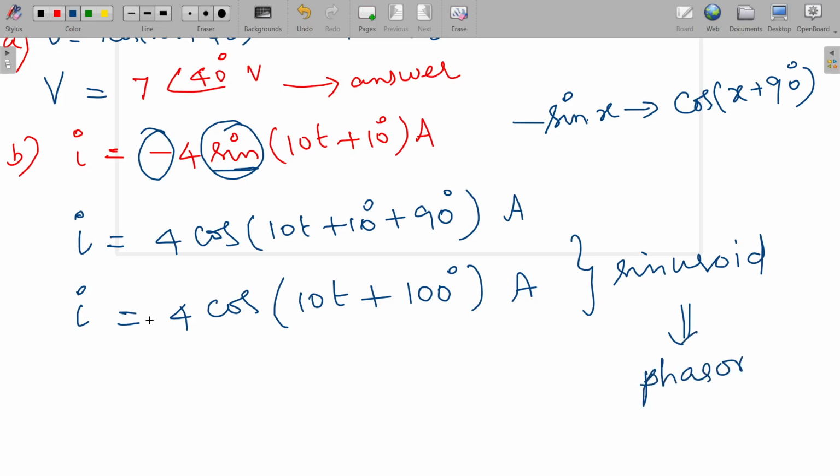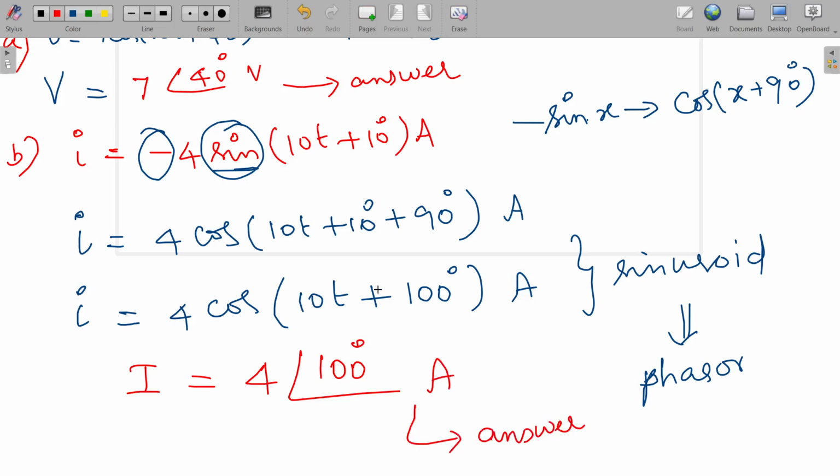To convert to a phasor, first you write capital I, and then the 4 represents your magnitude R, and this represents your phase angle. So you can put it as 4 angle 100 degrees amps. This is your answer. Thank you. Hope you have understood.